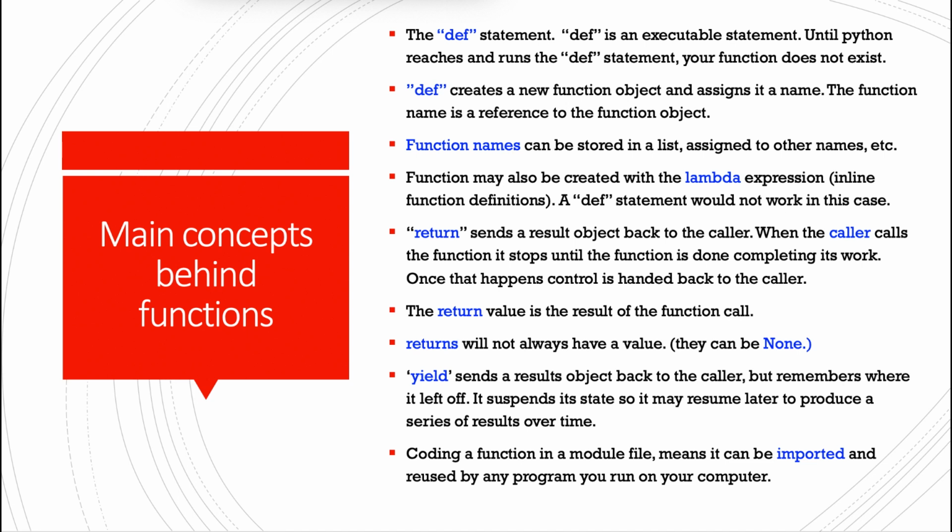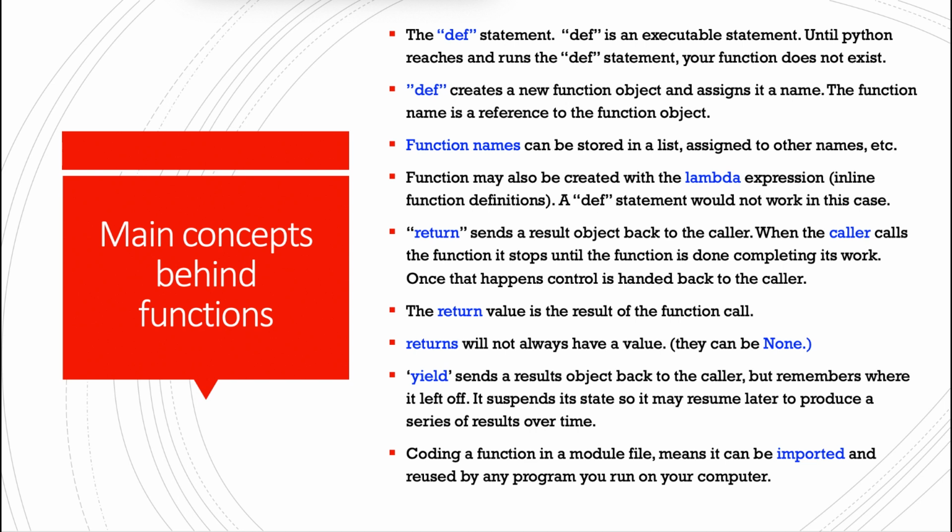The def statement. Def is an executable. Until Python reaches and runs the def statement, your function does not exist. Def creates a new function object and assigns it a name. The function name is a reference to the function object. Function names can be stored in a list and assigned to other names. Functions may also be created with a lambda expression, an inline function definition. A def statement would not work in this particular application.